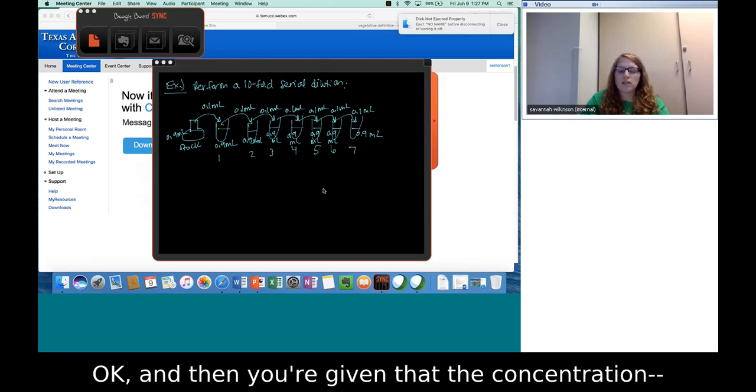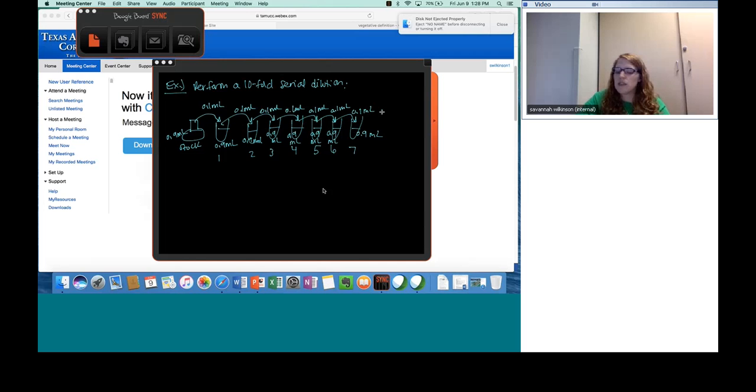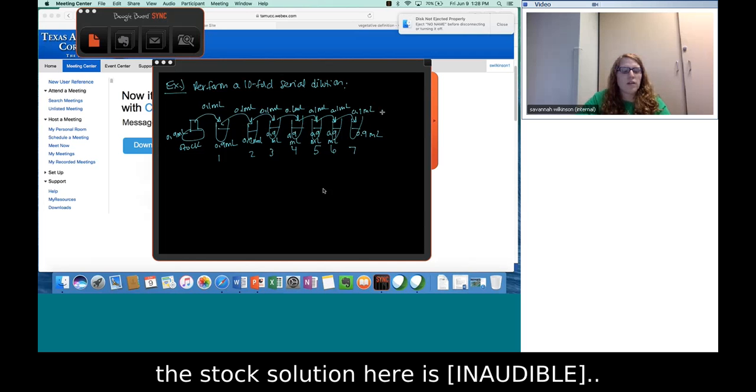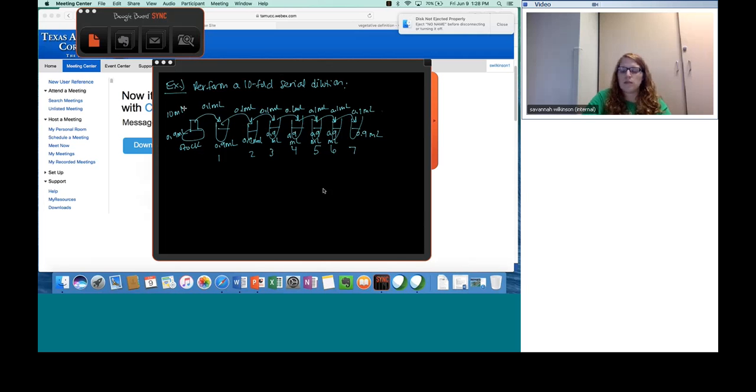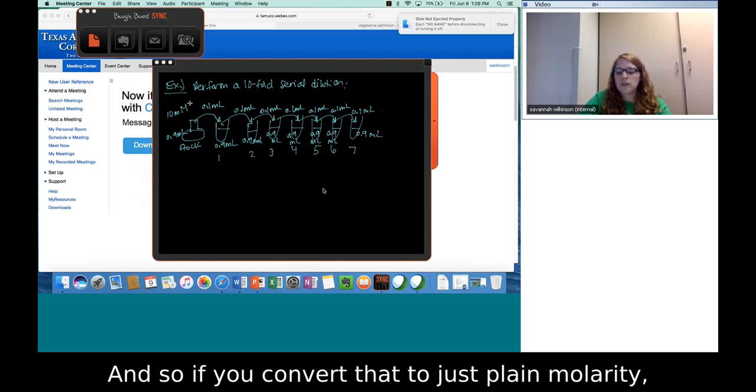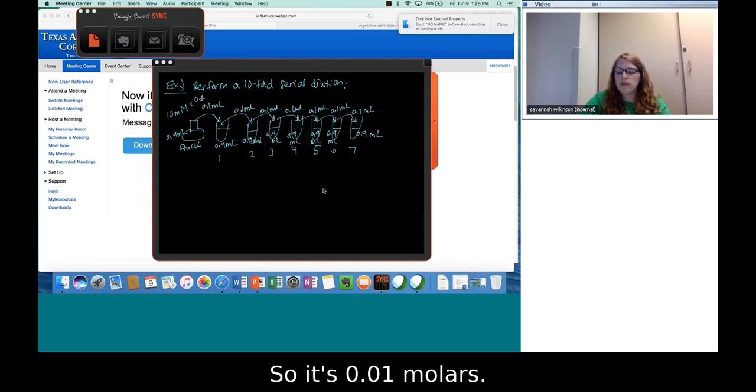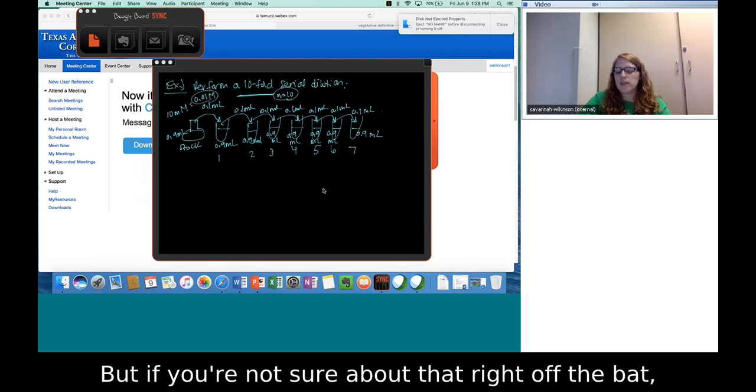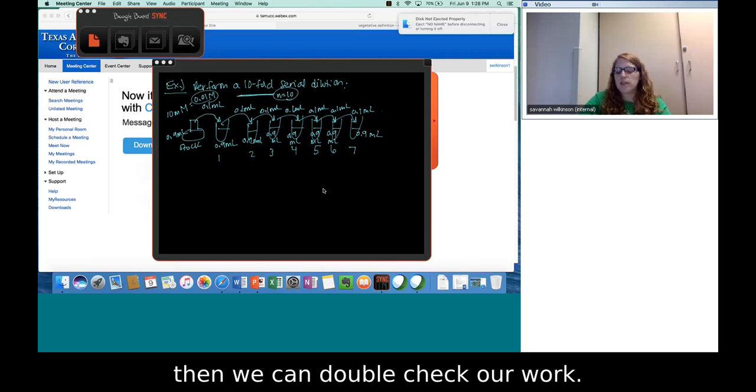Okay, and then you're given that the concentration of the stock solution here is 10 millimolar. And so if you convert that to plain molarity, you divide by 1,000, so it's 0.01 molar. Okay, so we were given tenfold here, so we're saying n is 10. But if you're not sure about that right off the bat, then we can double check our work.